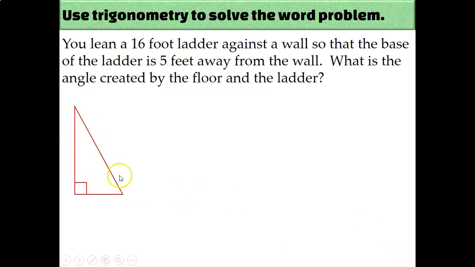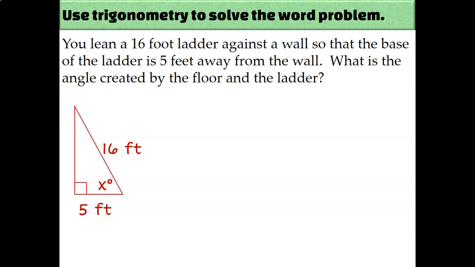On this right triangle, the hypotenuse, the slanted side, is this 16-foot ladder. So I'll go ahead and label that with 16. And it says that the base of the ladder, which is down here, is 5 feet away from the wall. Well, the vertical side must be the wall, because walls and floors are perpendicular to each other. So the length between the wall and the ladder's base is 5 feet. So what we're going to calculate is x, which is the measure of the angle created between the 5-foot side and the 16-foot side. In relationship to the angle that we're going to calculate, the 5-foot side is adjacent, and the 16-foot side is the hypotenuse.